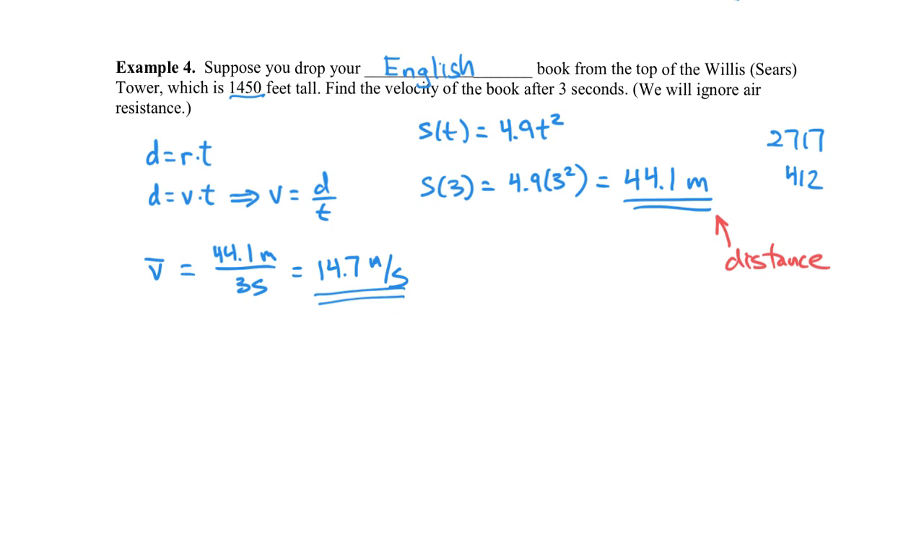But we know when we initially release that book, it's going 0 meters per second, right, initially. And then we know it's going to pick up speed. So this is the average of the first 3 seconds. But right at 3 seconds, it should be going faster than this. So this is what we have to be aware of. This is not instantaneous velocity.